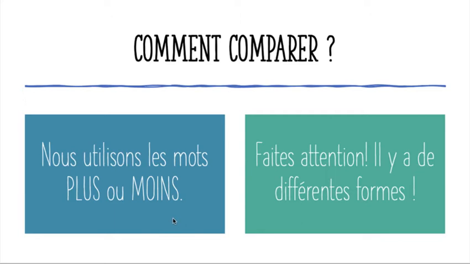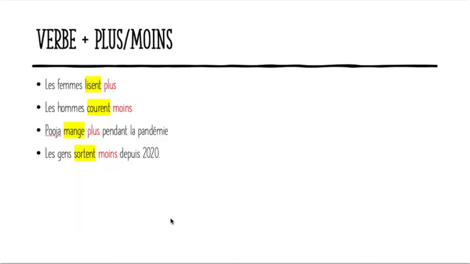However, the way you use it differs based on whether you're using an adjective or a noun, right? Or whether you're comparing an adjective, I should say, or a noun. If you're just saying in general, you're not really comparing, you're just saying, for instance, women read more. You start with the verb, and then you add the comparison component, plus or less.